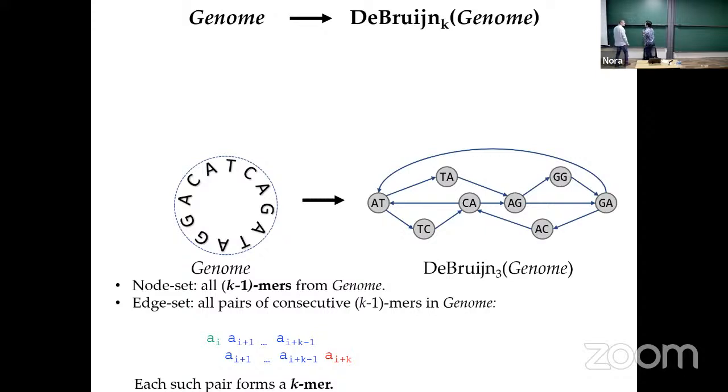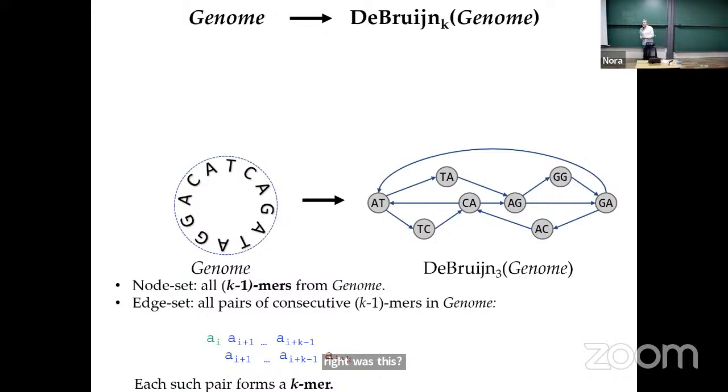So for every k-mer here, you construct an edge that connects its prefix with its suffix. So there is an edge for this k-mer ATG, for this k-mer GC, for this k-mer GCA, and for this one, CAT. Perfect. Okay. Yes, thank you.